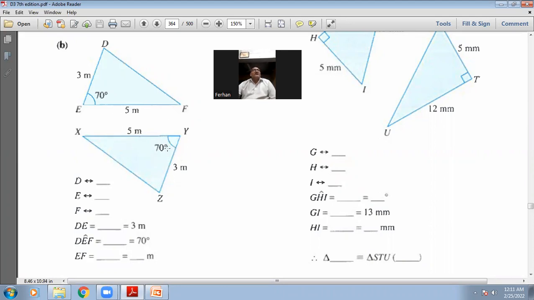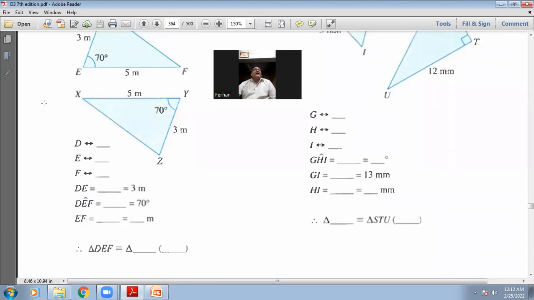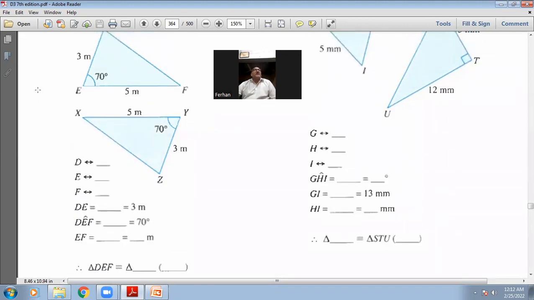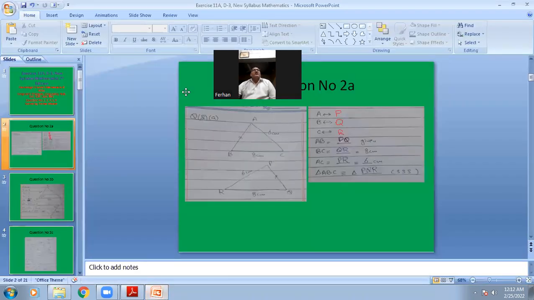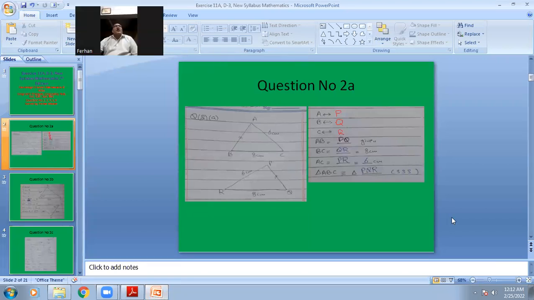You can see these two sides and the included angle are congruent to each other. So then I can prove that these two triangles are congruent to each other, and you can write the reason: side, angle, side. This is the whole question coming up on your screen. So let me show you my solution. Oh, I have solved it.